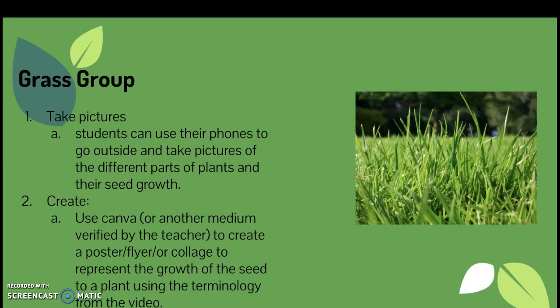So for the first activity, the students will go outside and take pictures. This is a level DOK2. They're going to show, categorize, classify, and organize the pictures that they see on their phones. And then for the next activity, it's a level 3, and the students will create a poster, flyer, or collage on Canva that includes different terms from the video to explain the growth of a seed.